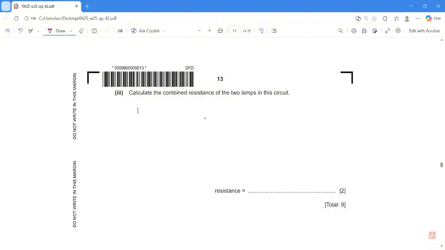Okay, number 3, calculate the combined resistance of the 2 lamps. So for parallel connection, you have to find the resistance with this formula, 1 over R equals 1 over R1 plus 1 over R2. So we have 1 over 800 plus 1 over 1200, and we should get the answer 1 over 480. Then the final step, don't forget to flip it back. So R equals 480. Done.